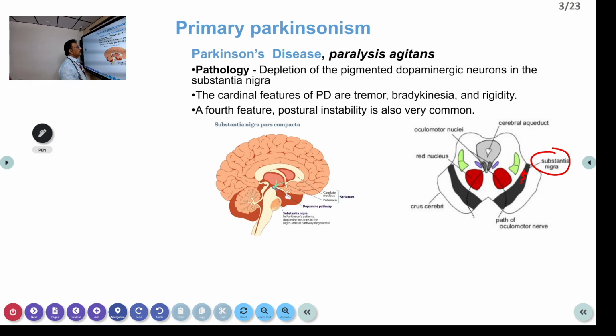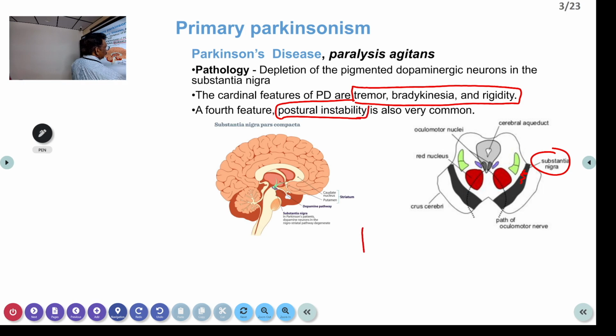In that, there are three important features: tremors, bradykinesia, rigidity. Tremor means especially in the hands. Then bradykinesia means movements are completely reduced. Rigidity is, when we are examining, the tone will be increased. A type of hypertonia is rigidity. Another important problem is postural instability. Most of the time, Parkinson patients will have a forward droop. So this is the legs, and this is the head. So patient will have a forward droop. So that postural instability is very important.